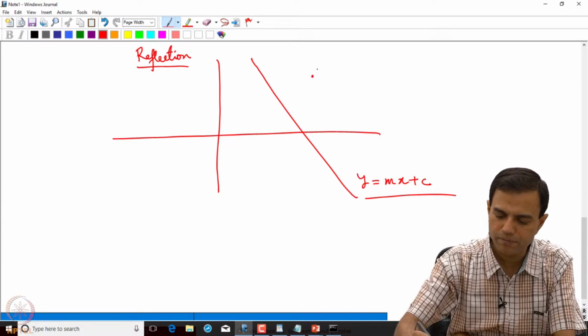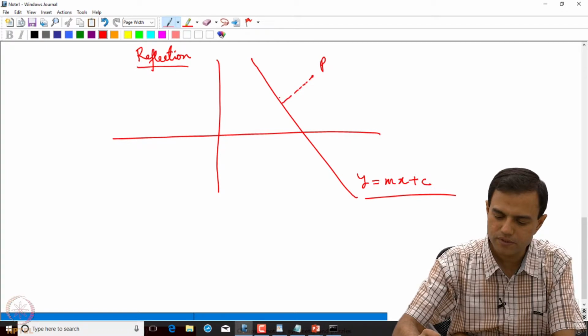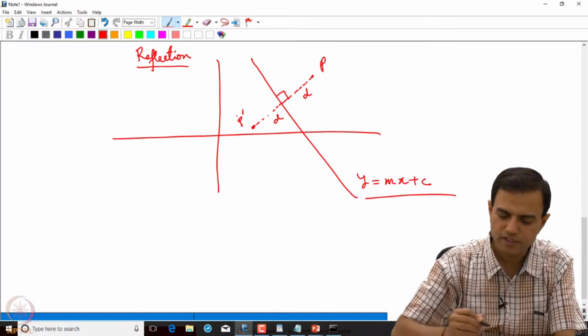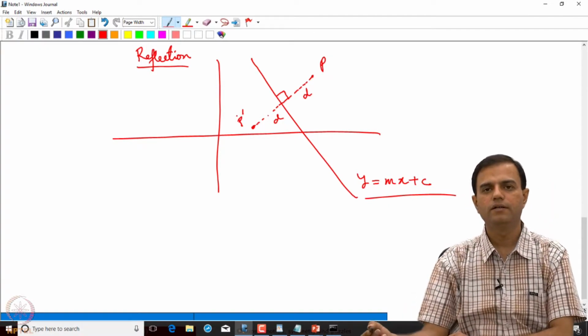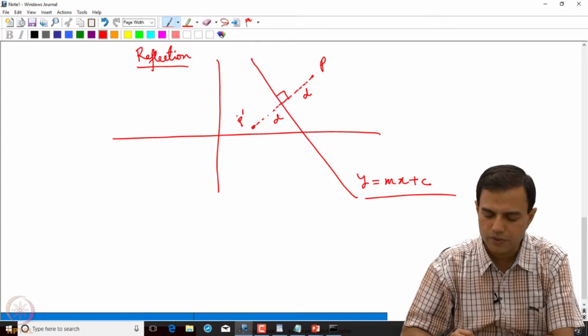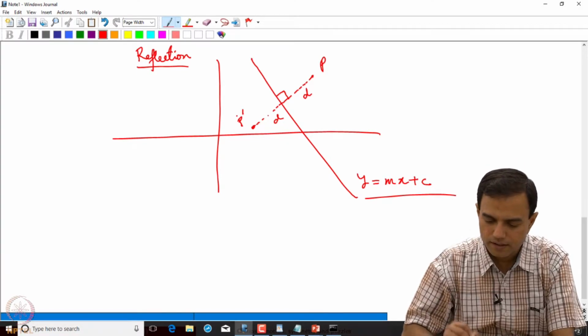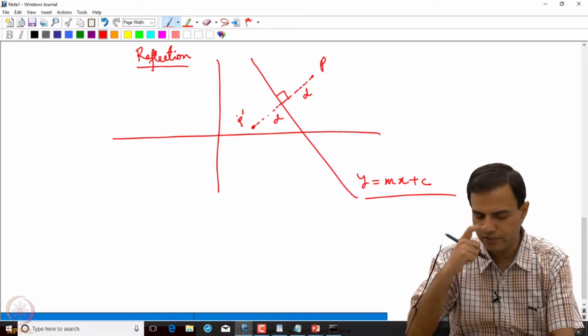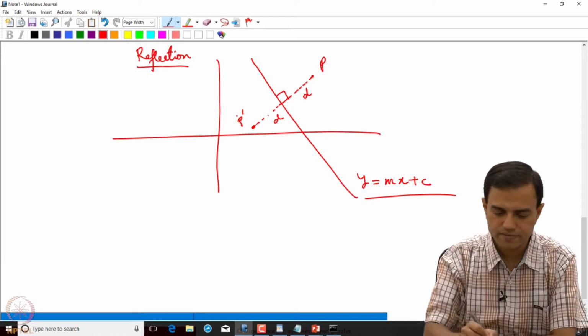If there is a point P here, and suppose this is 90 degrees, the distance is d, I further go by distance d, and that's all. There's a point P dash. So I can reflect my points in R2, and again you can use a certain kind of matrix to understand reflections.